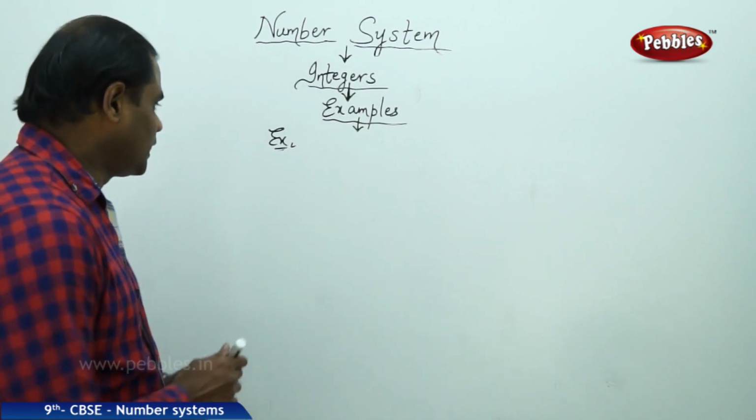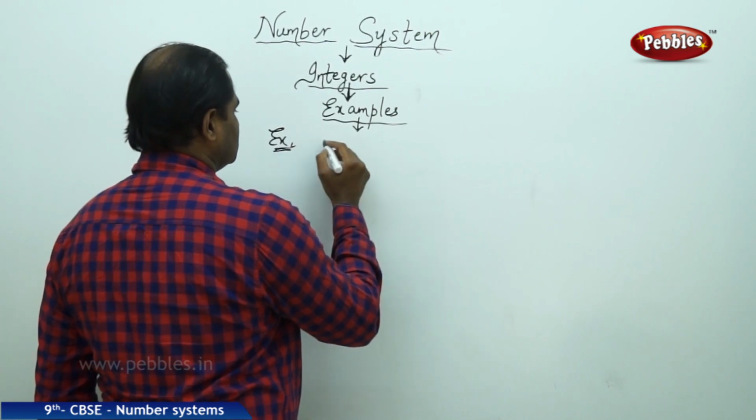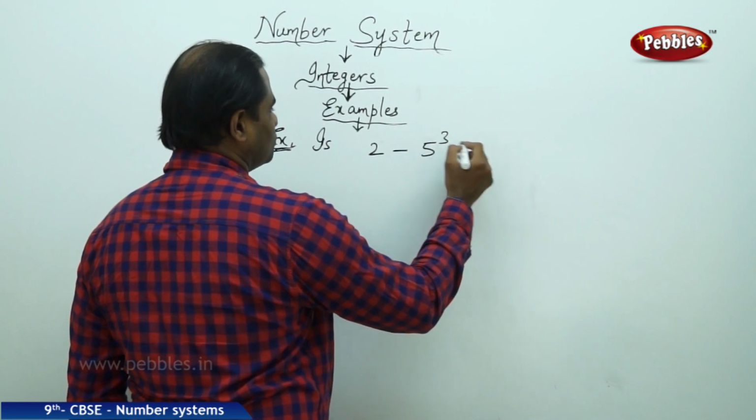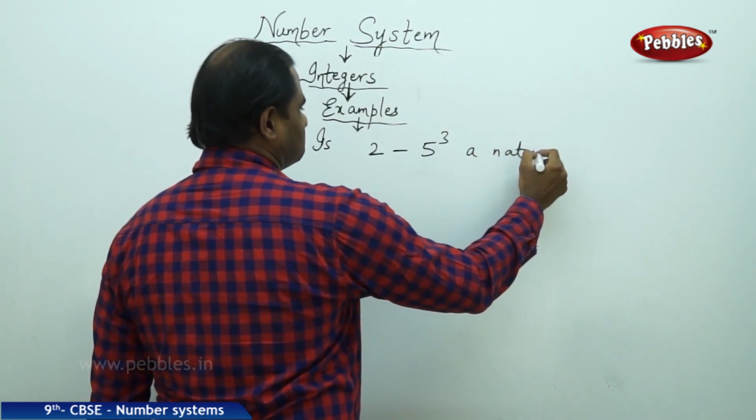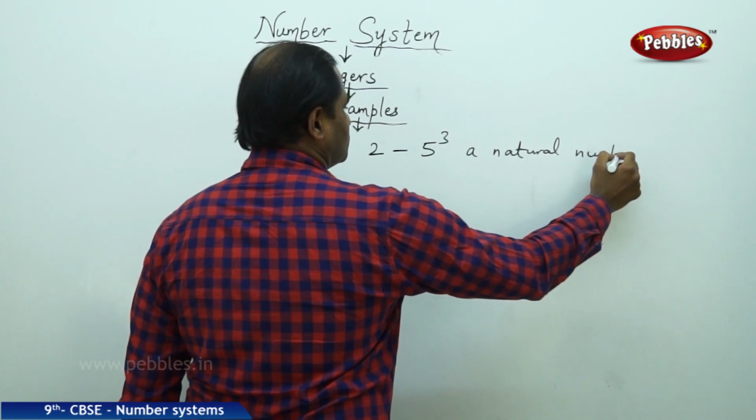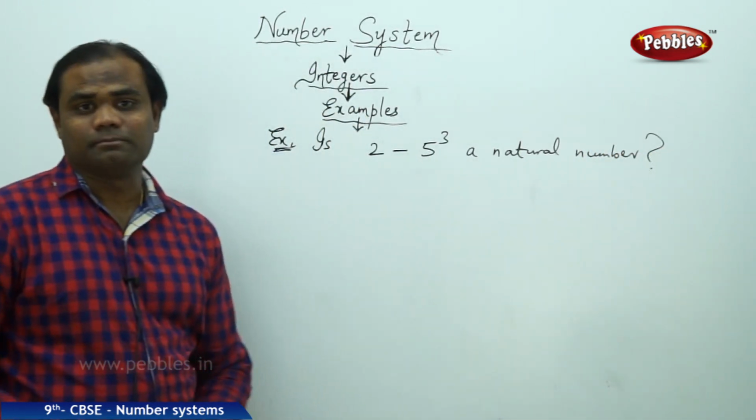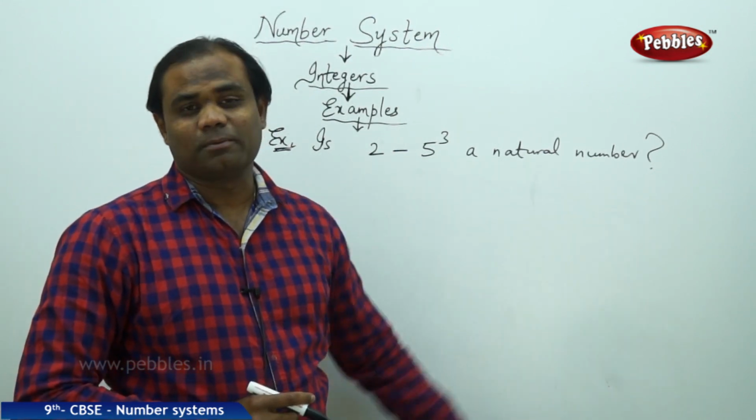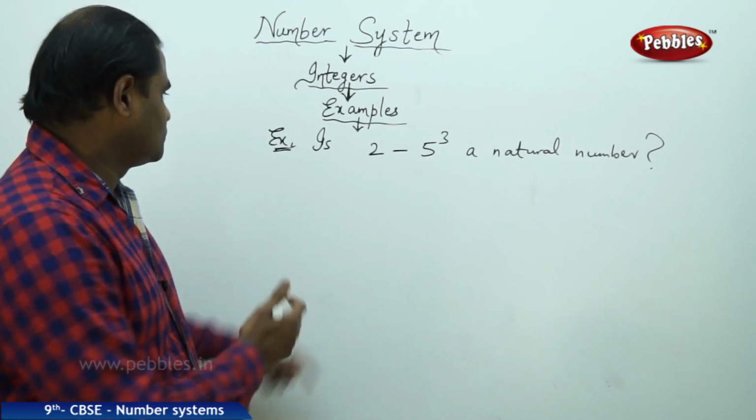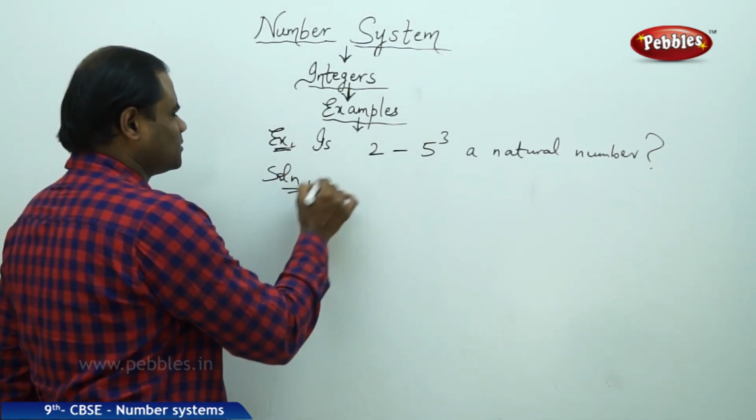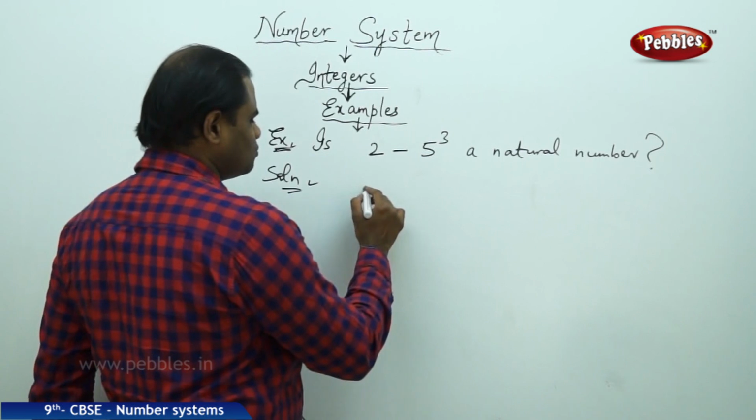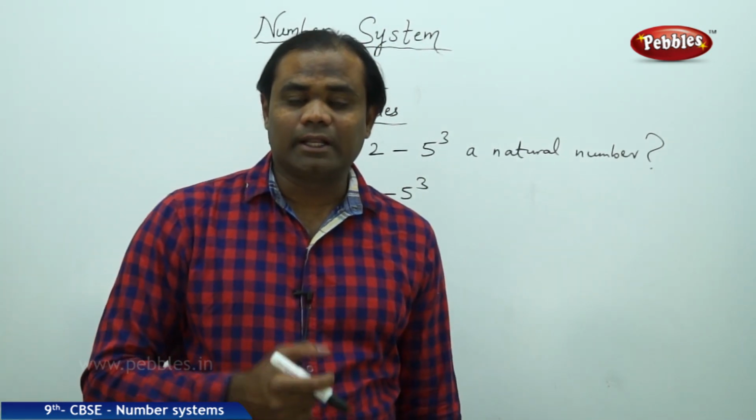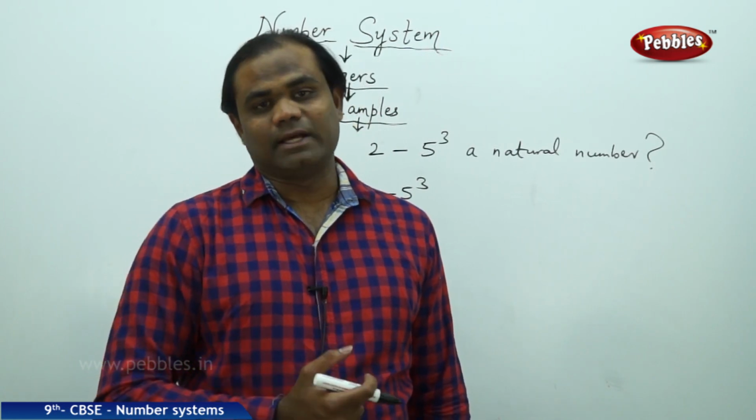So for example, I have: is 2 minus 5 cube a natural number, or a whole number, or an integer? So let's try to identify the answer for this question using the properties we have learnt. Now coming to this, the given problem is 2 minus 5 cube, and I have to justify for this number being an N, a W, or a Z.